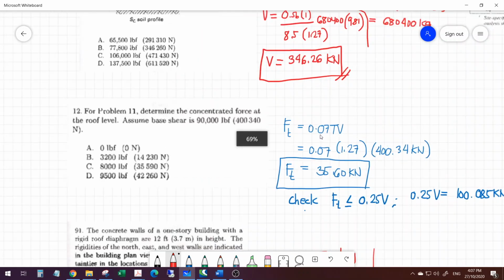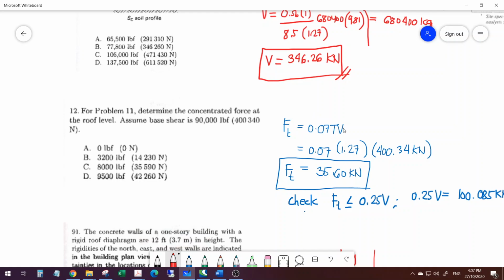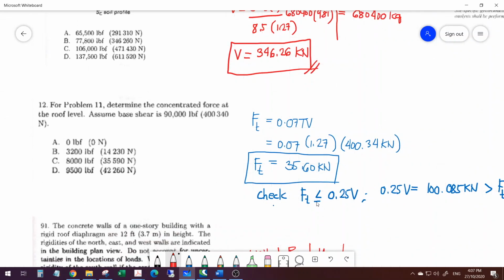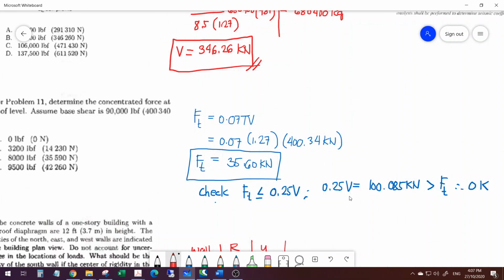Okay, so using the equation for Ft, 0.07 T V. So 0.07 times 1.27 seconds multiplied by the base shear 400.34, that's 35.6 kilonewton. But remember, you should not exceed 0.25 V, right? So what is 0.25 V? 0.25 times 400.34 is 100.085 kilonewton. So did we not exceed? Yeah. Okay, we did not exceed 100.085, so therefore Ft is 35.6 kilonewton. Okay?